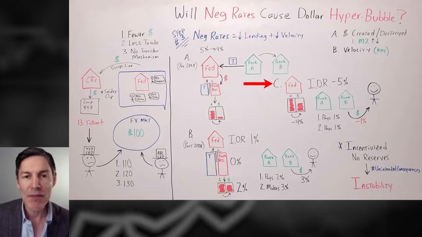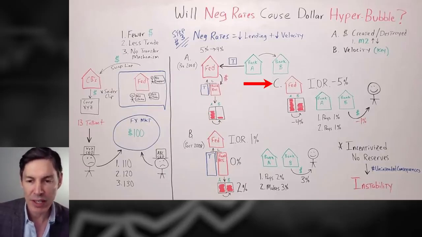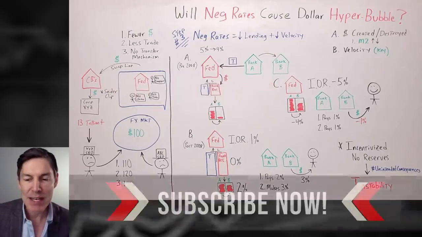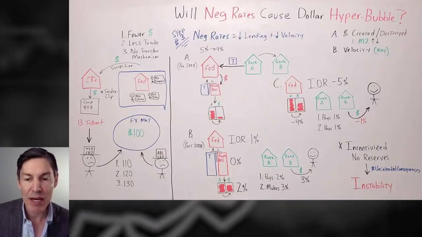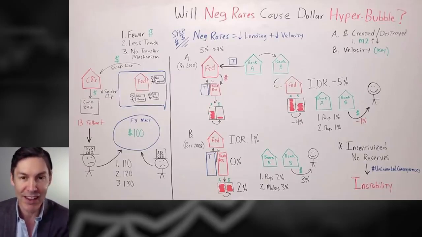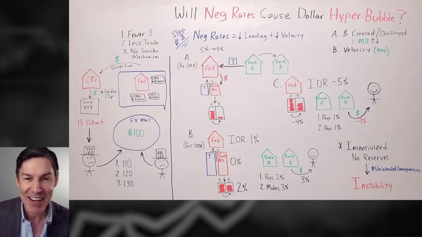But what would happen if the Fed takes IOR negative? Let's say to negative 5% in example C. Well, if Bank B needed to borrow money again, Bank A would lend them the money and they'd actually pay them to take the money. Why on earth would they do that? Because the Fed is charging them 5%. So if they can pay someone 4% to take their money, they're actually making 1% on the transaction.